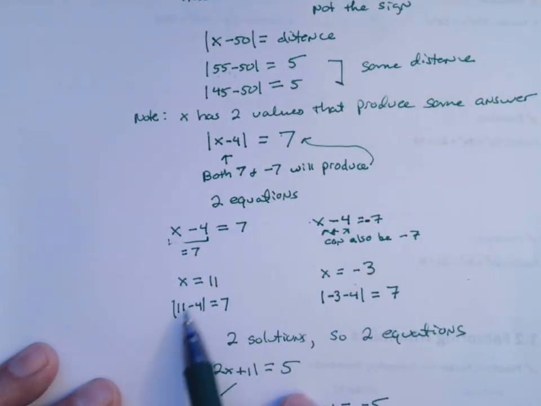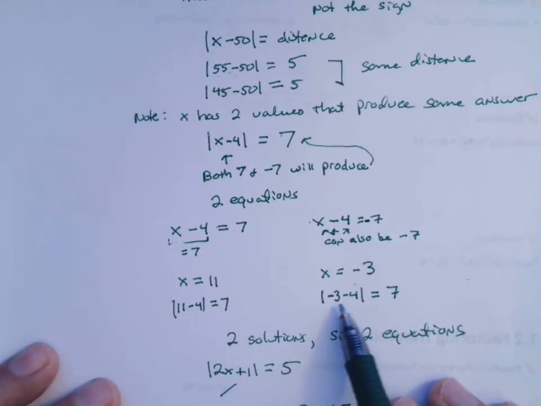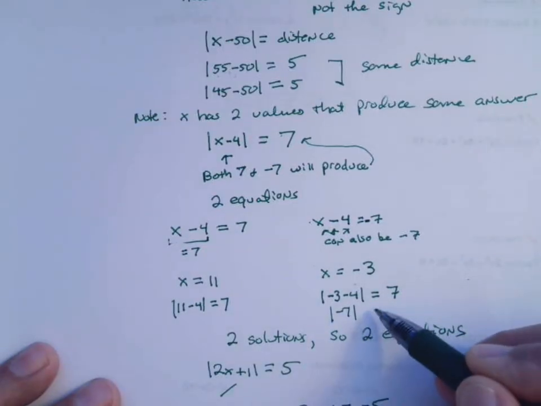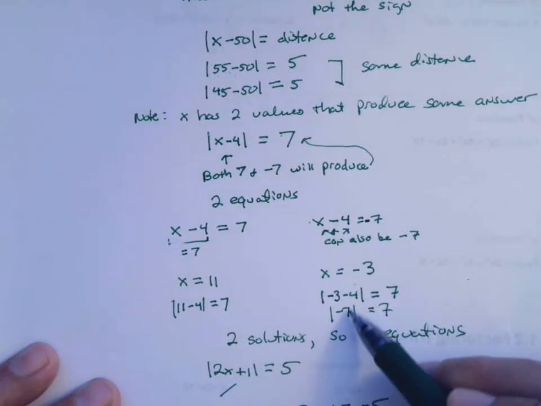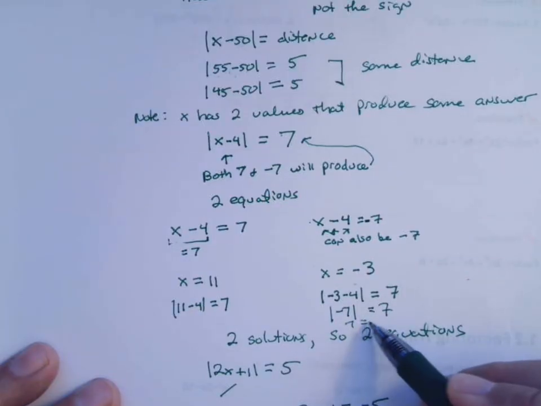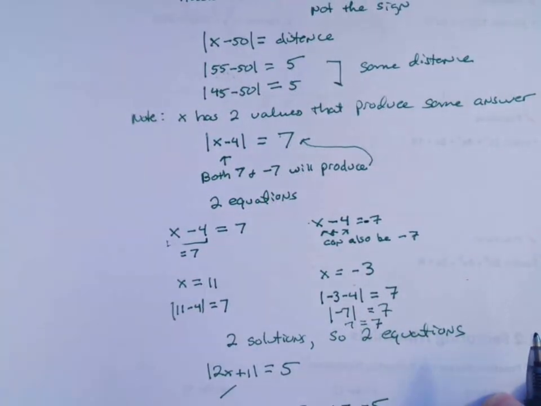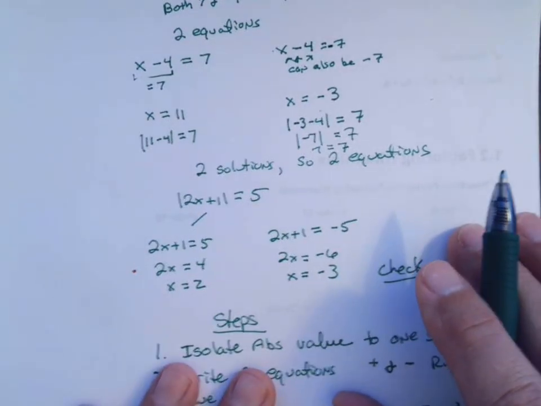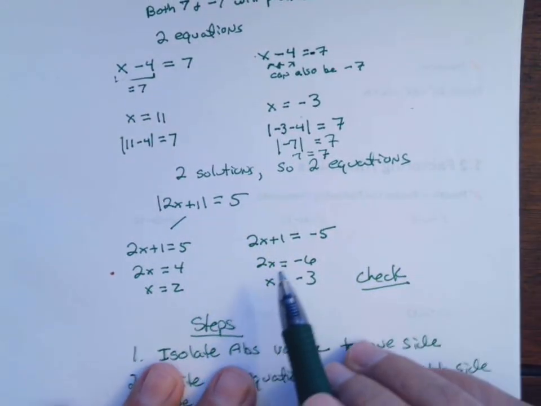You can check it. I can put 11 minus 4 in absolute value. That's going to be a positive 7. And when you apply the absolute value, you get 7 is equal to 7. That's correct. Negative 3 minus 4 produces a negative 7 inside the absolute value, but when I apply the absolute value, I end up getting 7 is equal to 7. Okay, so to get two solutions, two equations.